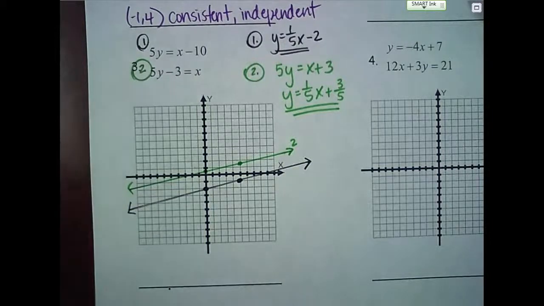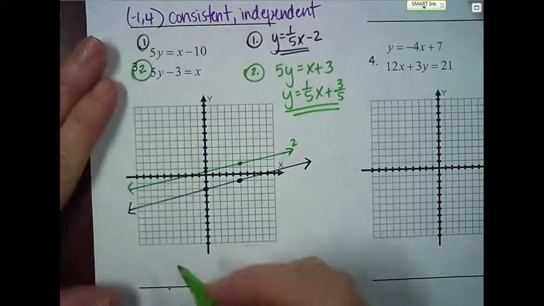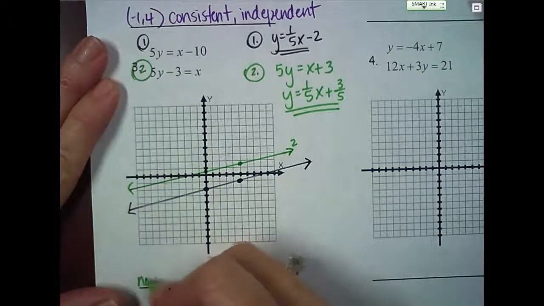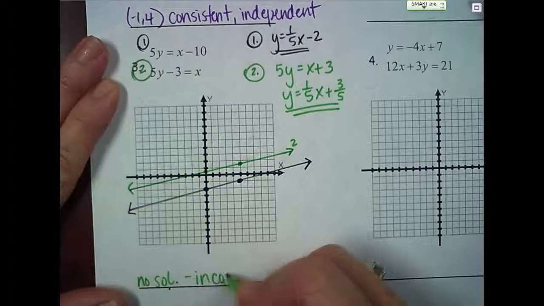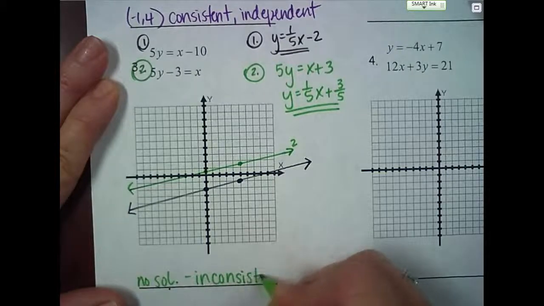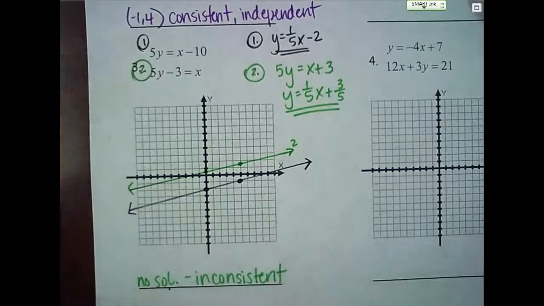Okay, now they want us to classify them, right? So we're going to say to ourselves, remember, they either have a solution or they don't. So since they don't, what are we going to call it? No solution. We call it no solution, and what do we use with this step? Inconsistent. No solution, and it's inconsistent. Everybody good? Okay, go to number 4.